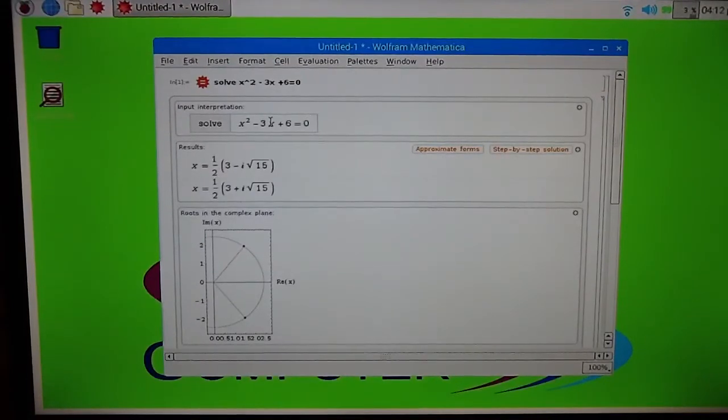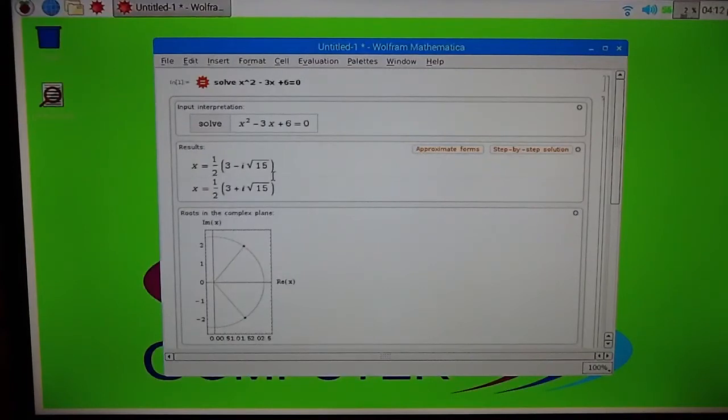And then this is the answer. So this solved this problem. This little hat 2 means exponent. And this gives it the interpretation of what you put in: solve x squared minus 3x plus 6 equals 0. And here it gives you the solution. Now, the solution turns out to be two complex numbers, and you can see them, and it graphs them for you in the complex plane, which you've learned to do in a good algebra class if you took it.